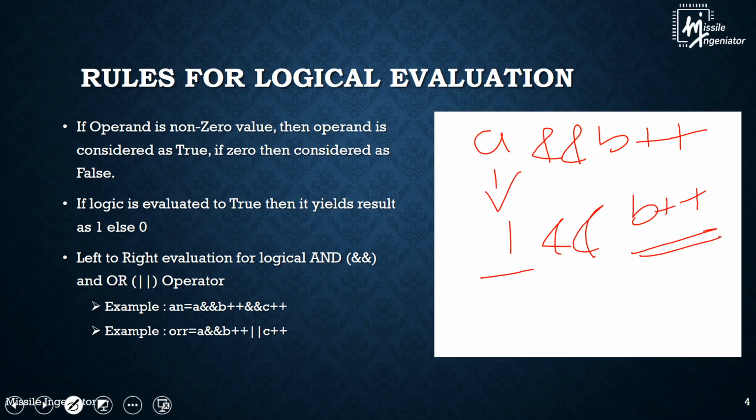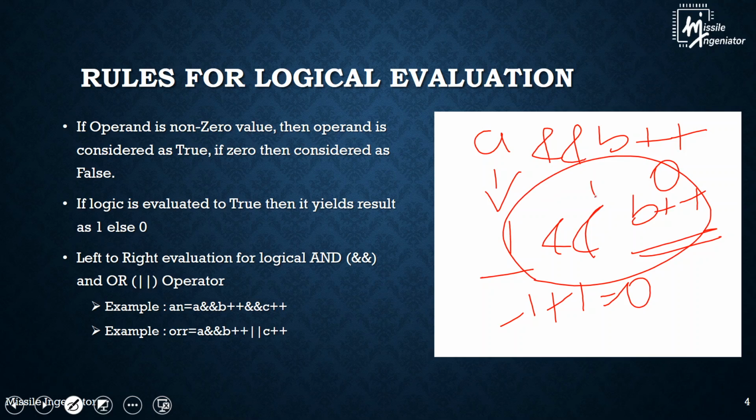Say if b is initially assigned the value -1, then the plus will increment the value: -1 plus 1 is equal to 0. If this becomes 0, then the whole operation is also equal to 0, and the next value is 0 ampersand c plus, which also evaluates to 0.